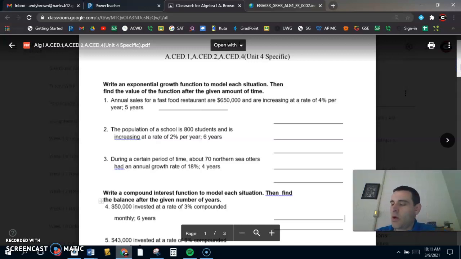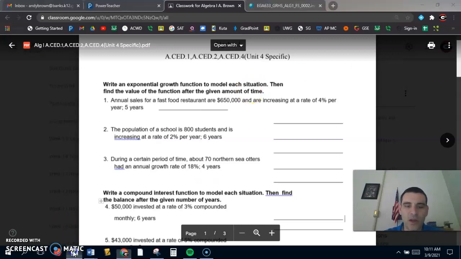So, y equals a times b raised to the x. Looking at this first question, it asks you to write an exponential growth function to model each situation, then find the value of the function after the given amount of time. Annual sales for a fast food restaurant are $650,000 and increasing at a rate of 4% per year.